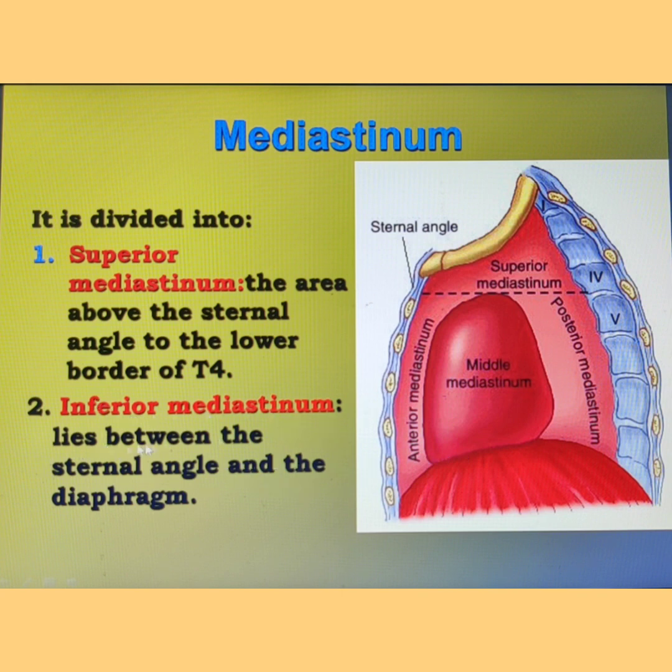The inferior mediastinum lies between the sternal angle and the diaphragm. As you can see in this picture, this is the diaphragm and this is the sternal angle. So between the sternal angle and the diaphragm, we have inferior mediastinum and above the sternal angle we have superior mediastinum. So these are the two main divisions, divided by an imaginary plane passing from the sternal angle up to the lower border of T4 vertebra.